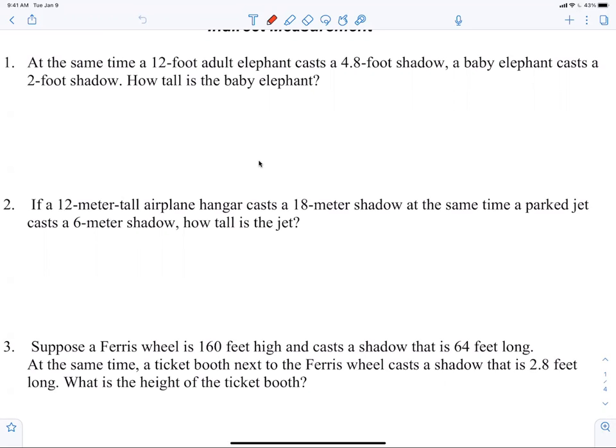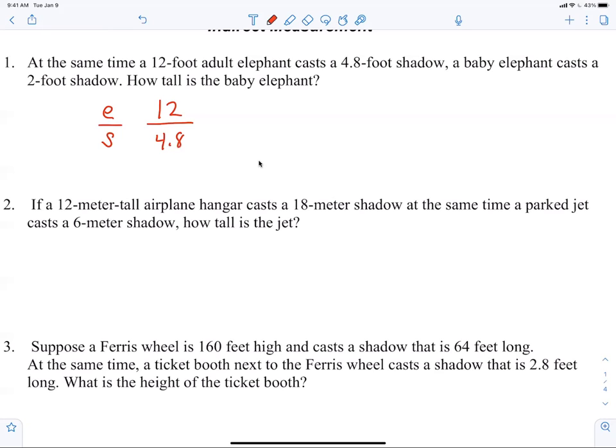All right, everybody stop there. No, stop. You did it correct. I'm not correcting you. 12 over 4.8. The only thing I want you to do is label what the 12 is, and label what the 4.8 is. 12 represents what, Nora? 12 represents how tall the adult elephant is. Right. This is the elephant, and the 4.8 is the what? The shadow. Now you don't have to spell it, but you have to label it properly.